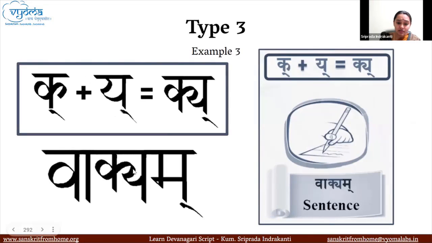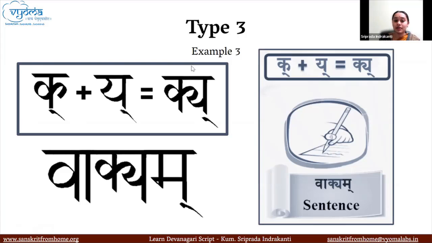Then here, Vakyam. So k and y becomes kya. We learned this in the first type as well. You can understand this. It's just for your understanding that we created these types. It's not based on any book or something. This is kya, where half k and y combine together. And also the y does change its shape.